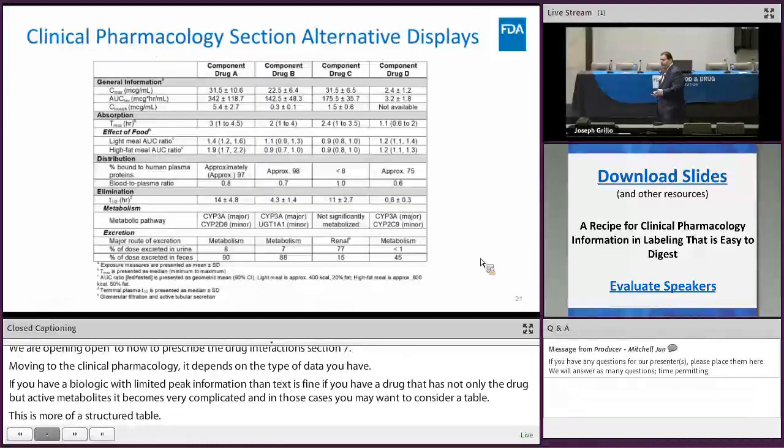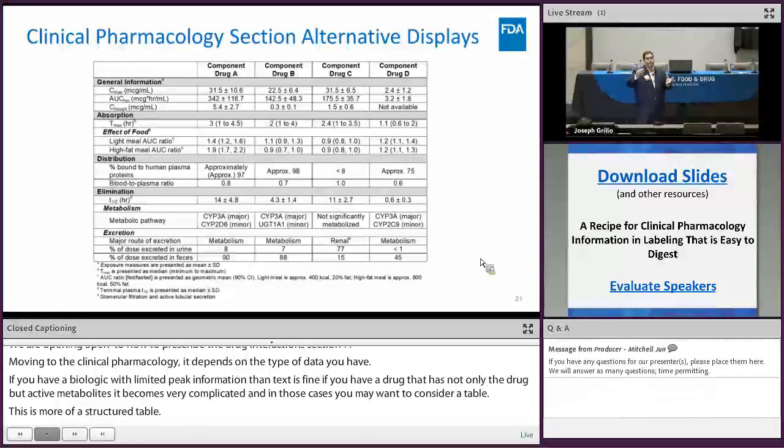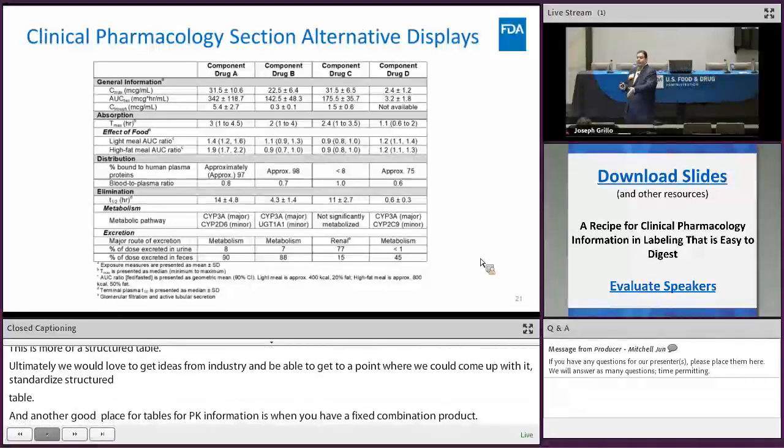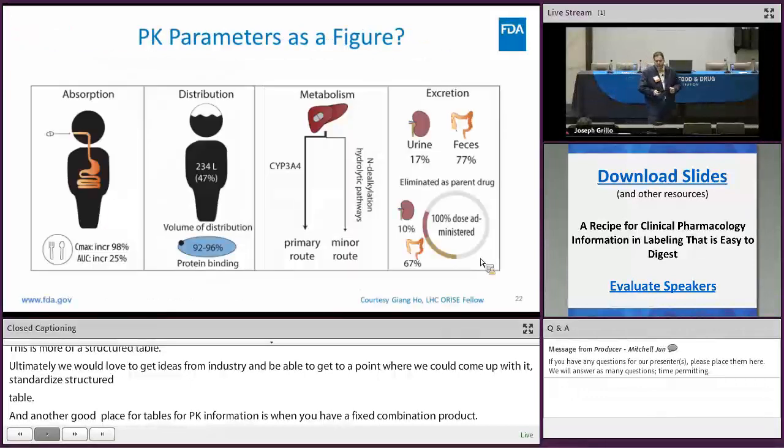Another good place for tables for PK information is when you have a fixed combination product. So in the past, you'd have to have these huge paragraphs for each component of the product. And now you could use a table and have a column for each drug component of the product. And this actually worked out really well for decluttering the label.